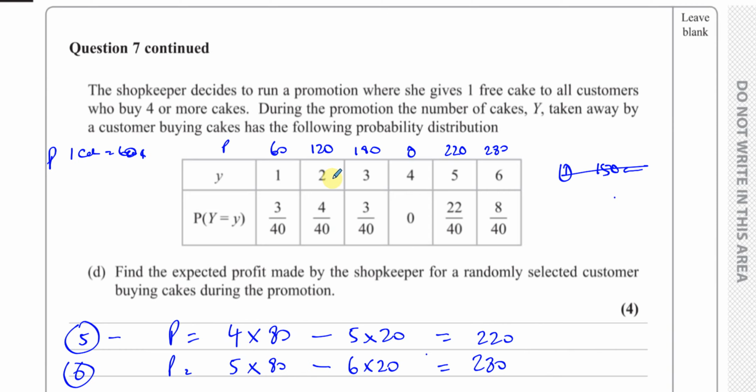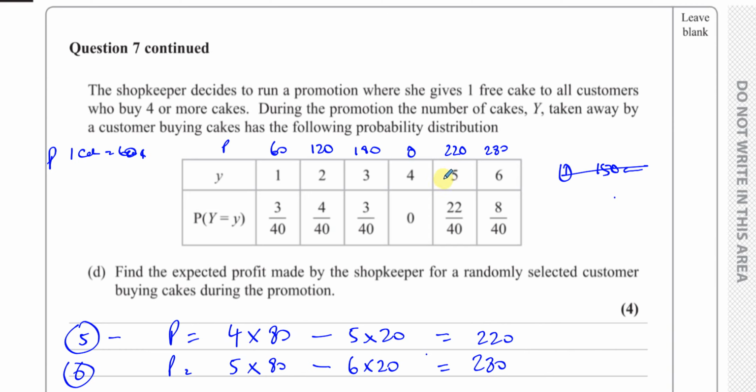So if you buy 4 cakes or more, you get 1 free. So for 1, 2, and 3, the number of cakes they buy is the number of cakes they get. Each cake has a profit of 60. That's 60, 120, 180. If the person pays for 4 cakes, they get 5 cakes. So no one's going to be walking away with 4 cakes, right?